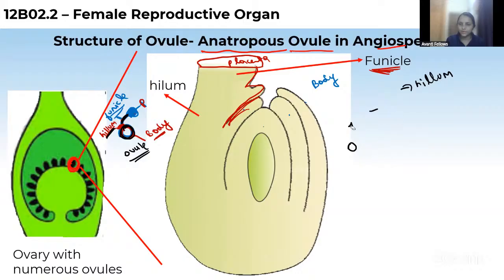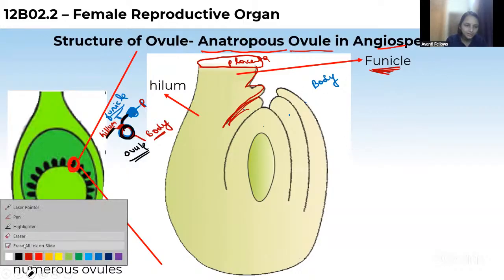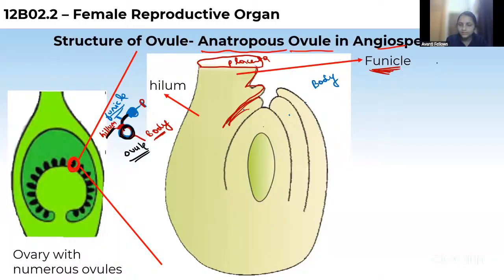Fine. So now, you know that this ovule is attached to the placenta. This is the ovule, this is the placenta, and this is connected. The ovule is connected to the placenta by the funicle. I think you understood all this. Let us go to the structure.